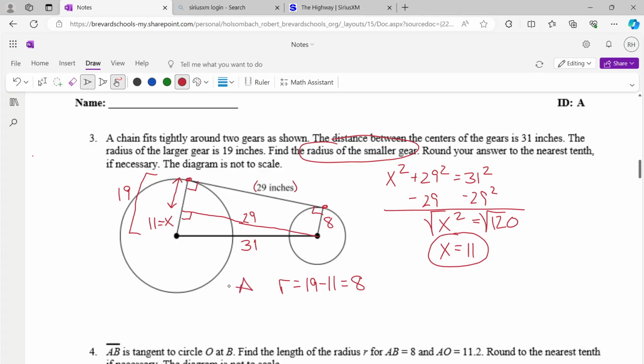Put a star here, something to remind yourself that once you solve for x, you've got to subtract it from the radius of the bigger gear. All right?